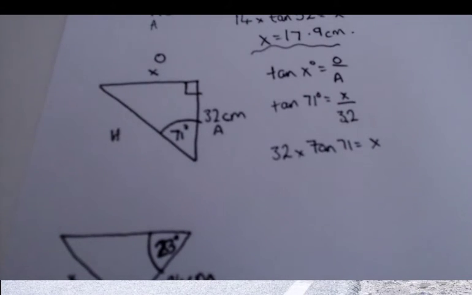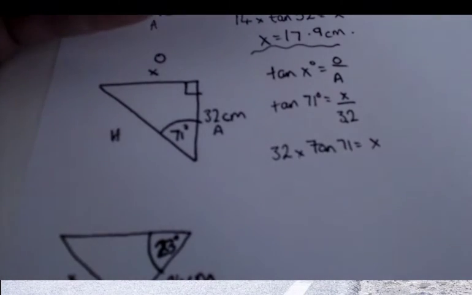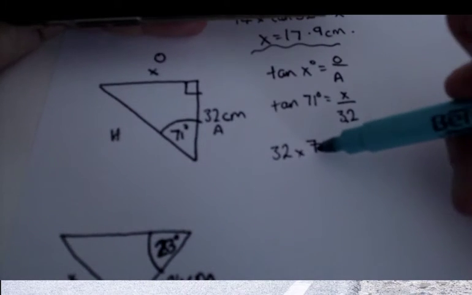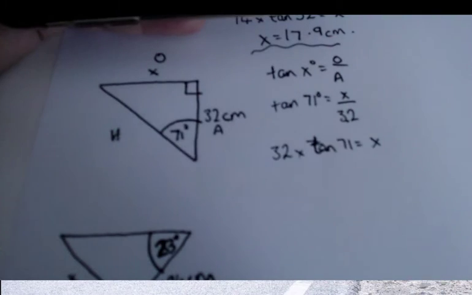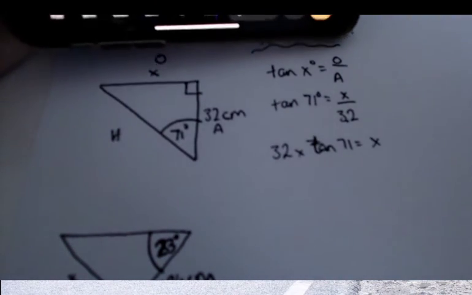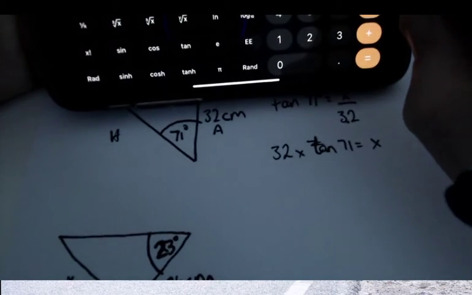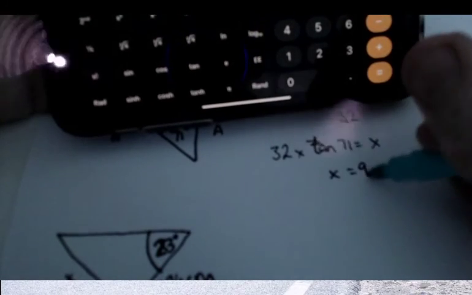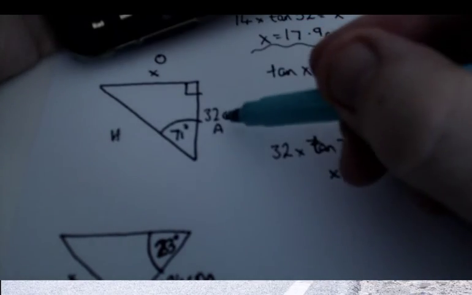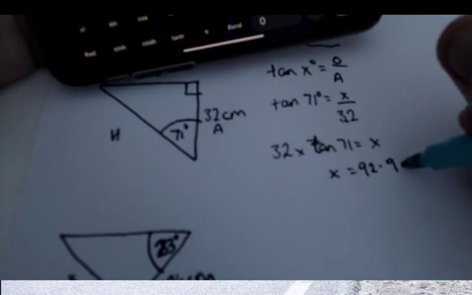If you're using the phone, we're going to do this backwards. We're going to have to go 71 tan times 32. Okay, it's just the way the phone calculator works. So I need to go 71 tan times 32 equals 92.9 is what I get. Again, it's a length. The other one's in centimetres, so this one's in centimetres.